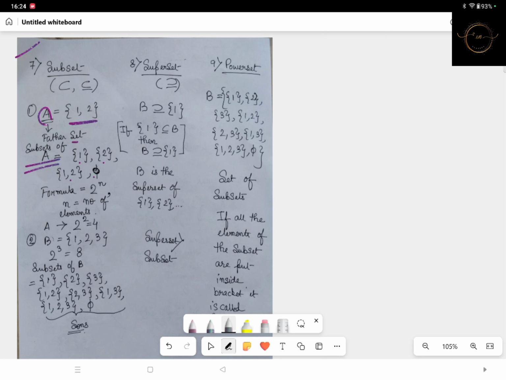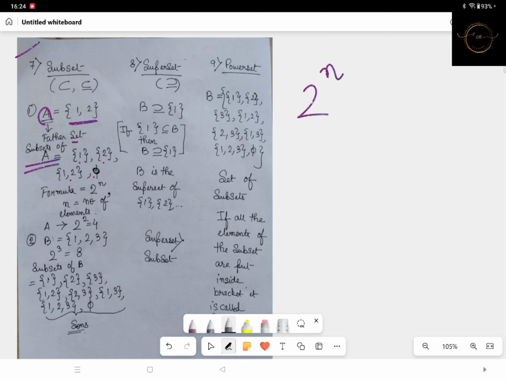Now there is a formula in this respect. How to find out the number of subsets of any set? The formula is 2 to the power of n. What is n? n is the number of elements of that particular set.